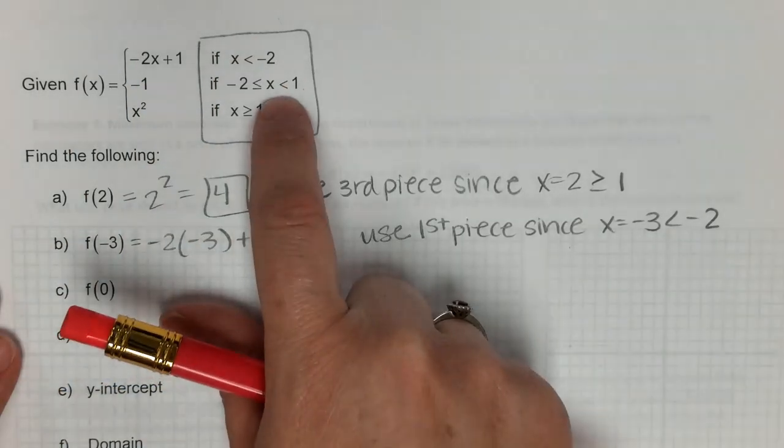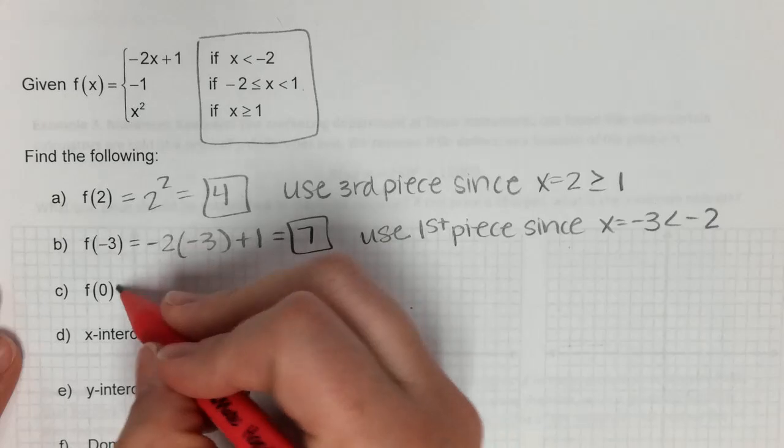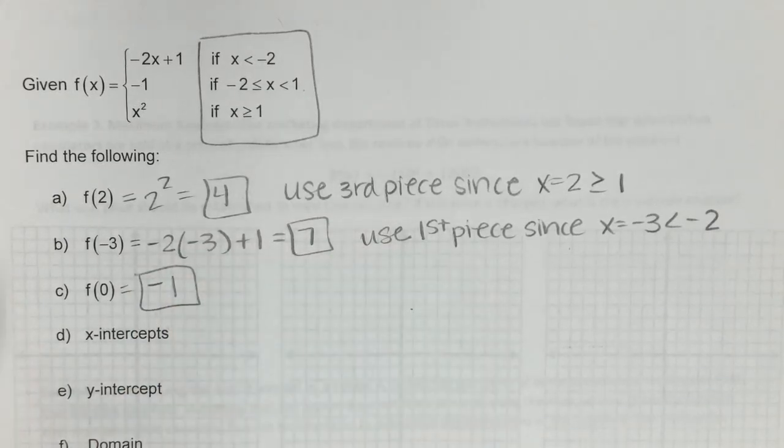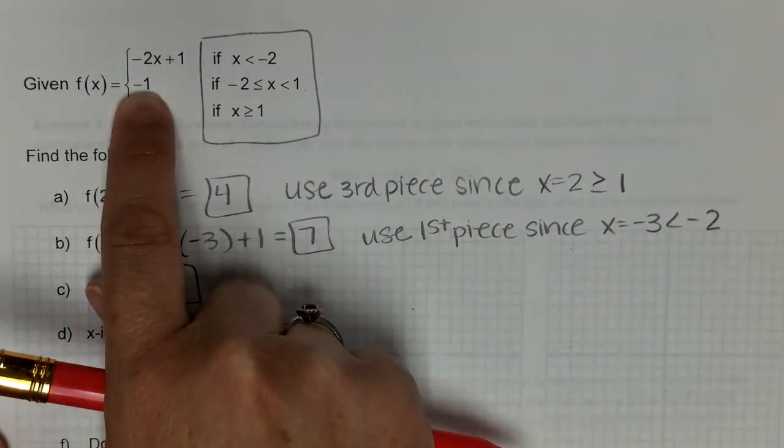Okay. f of 0, which piece is this defined for? The middle piece. So right here, 0 falls between -2 and 1. There's no work. For any of these x values, the y is just -1. What does that look like on the graph? I thought it was just a point.